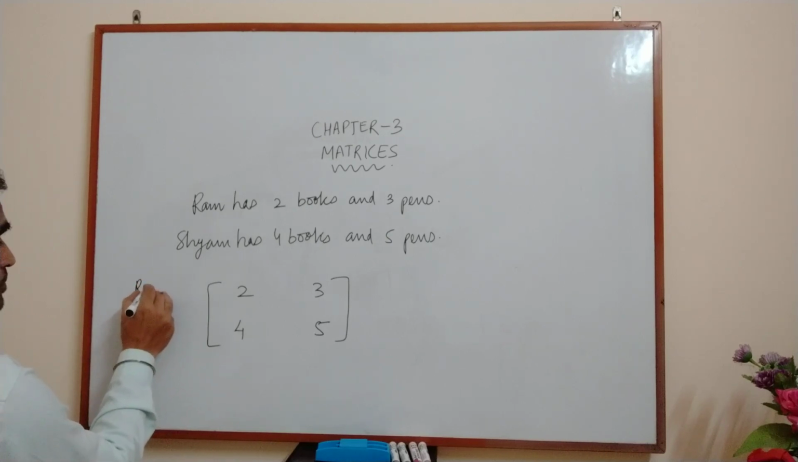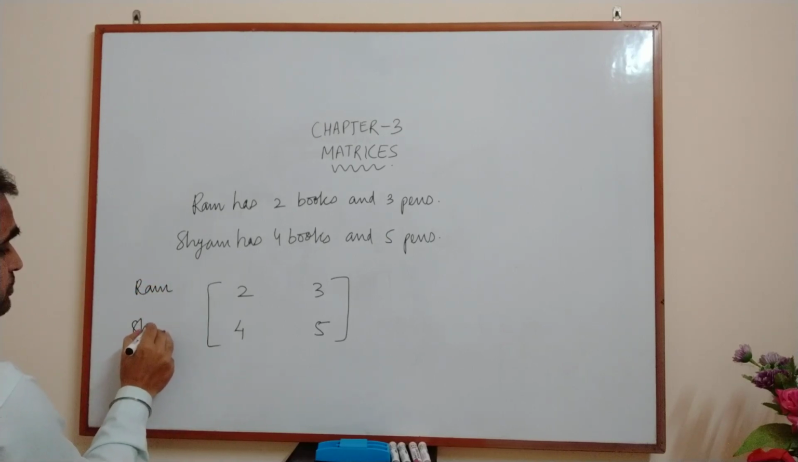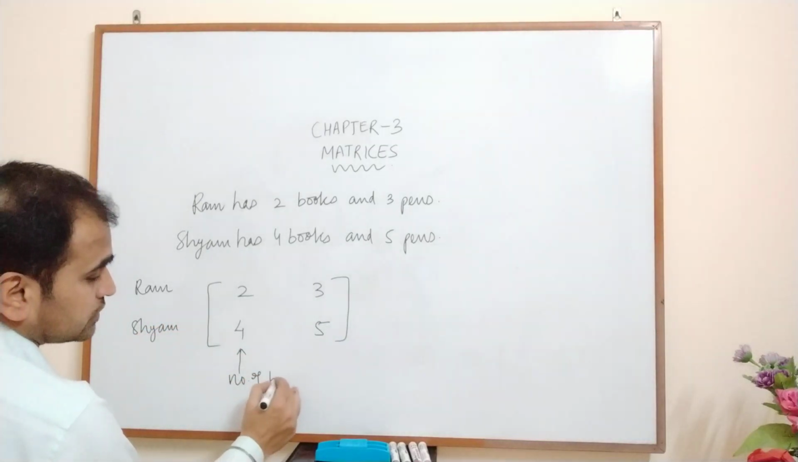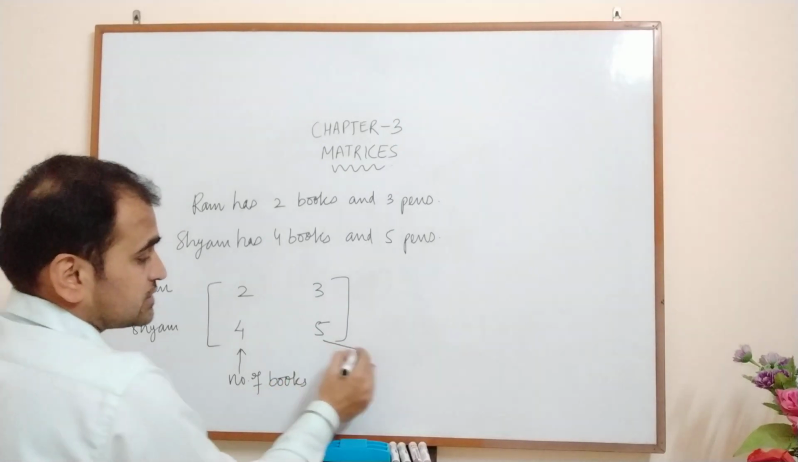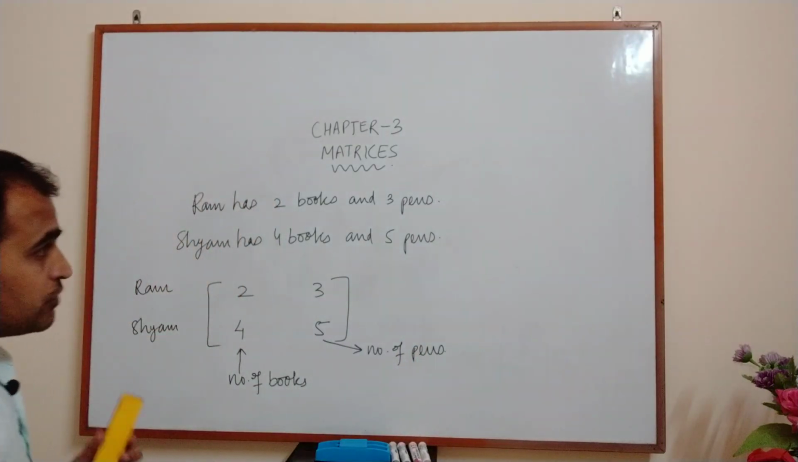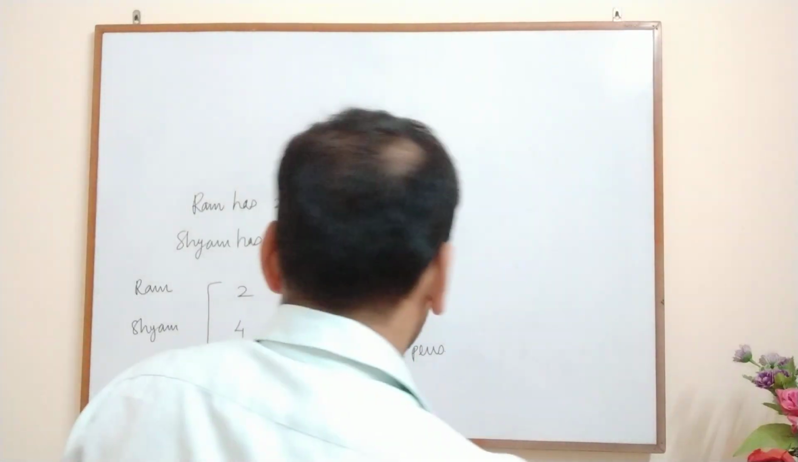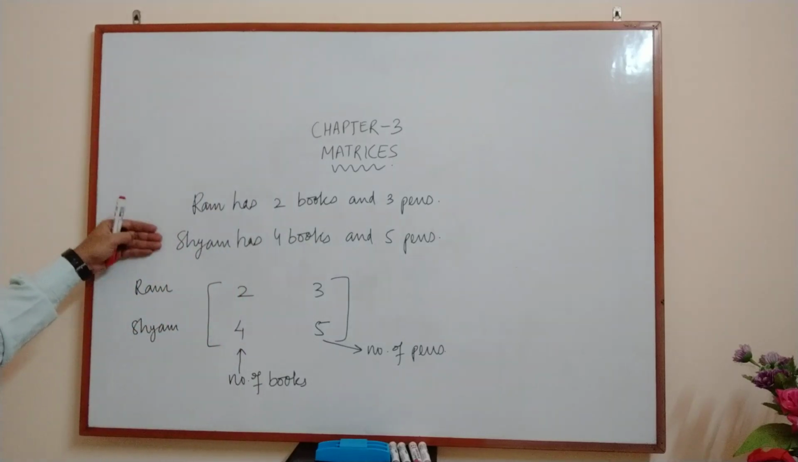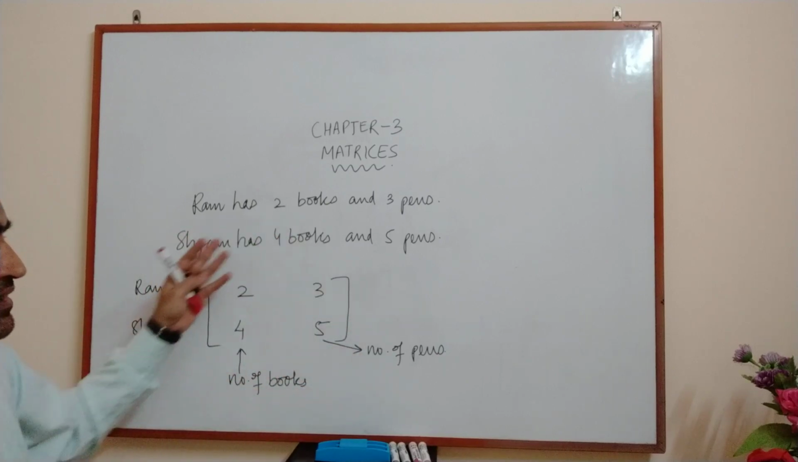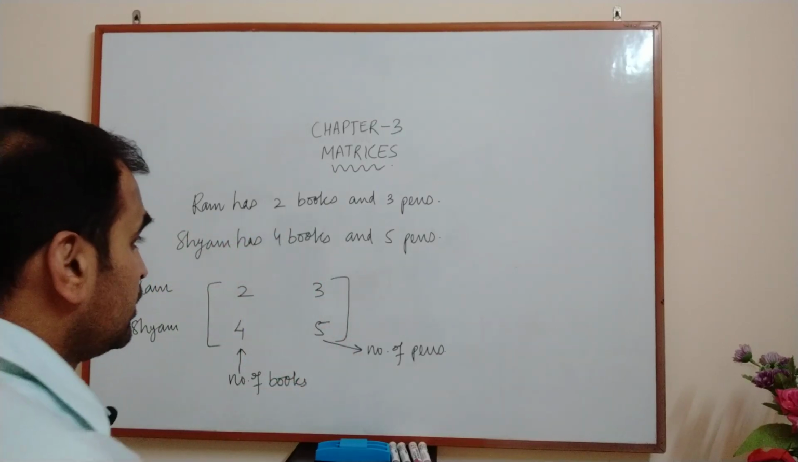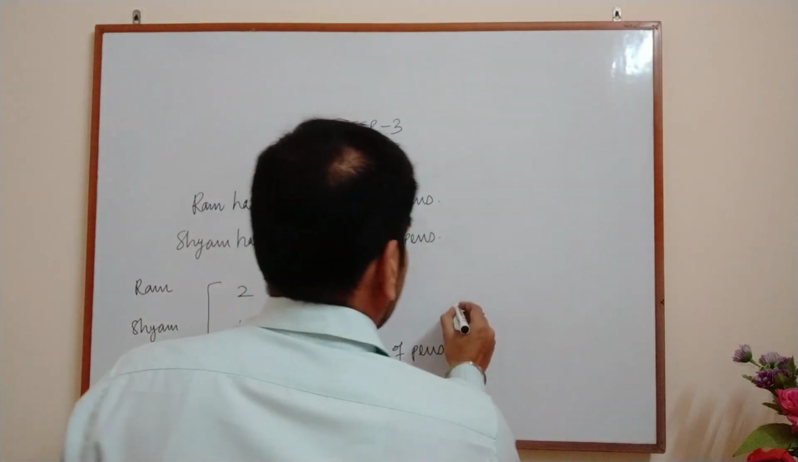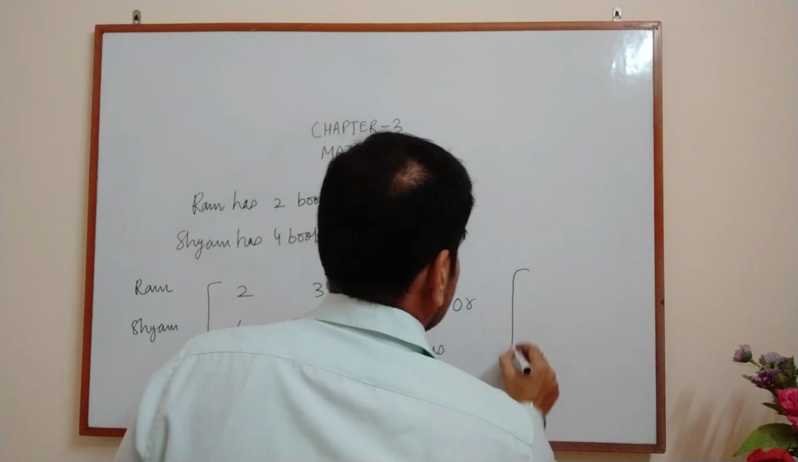So this is about Ram and this is about Shyam. This is representing the number of books and this is representing the number of pens. So what we are doing here is we are just storing the detail of Ram and Shyam, the number of books and the number of pens, in the form of a matrix. So this is nothing but it is called a matrix. Okay, so matrix is used to just store the information, just to store the detail. Or this detail can also be stored like this in vertical fashion as well.